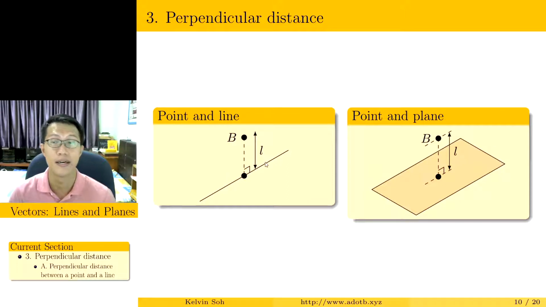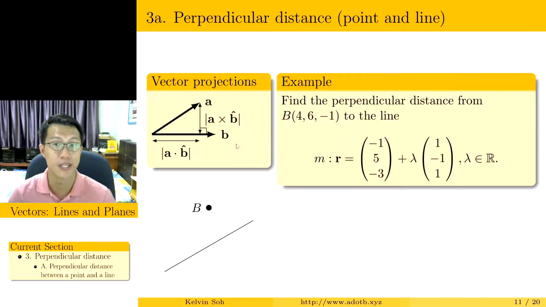So how do we obtain such lengths? The concept behind this section is the idea of vector projections that we have learned earlier in dot and cross products. So A dot B hat gives us the length of projection of vector A onto vector B. That's the length underneath here as shown. The formula, magnitude of A cross B hat, will give us this perpendicular distance over here. So our aim is to modify this formula that deals with vectors into our questions about lines and planes.